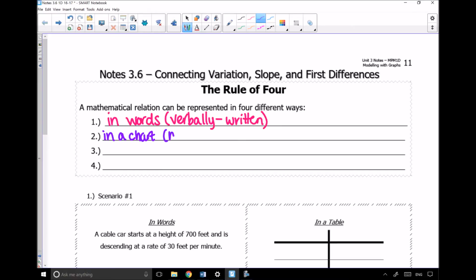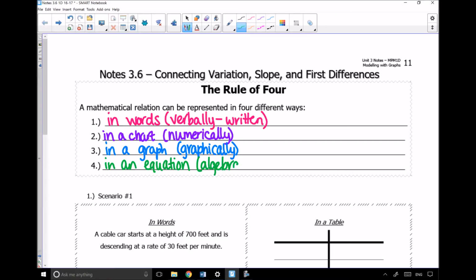This type of representation is called numerical representation, because our chart is filled with numbers. We can also represent our information in a graph, and if we do it that way, then we're representing it graphically. And lastly, we can represent our information in an equation, and when we do it that way, we're representing it algebraically.